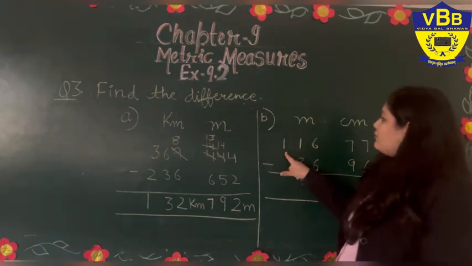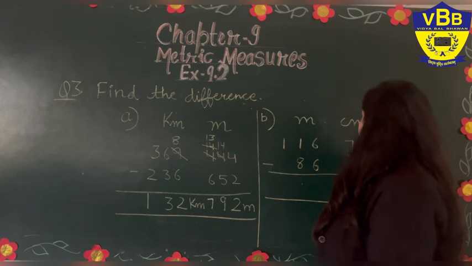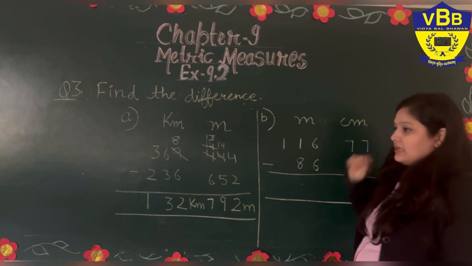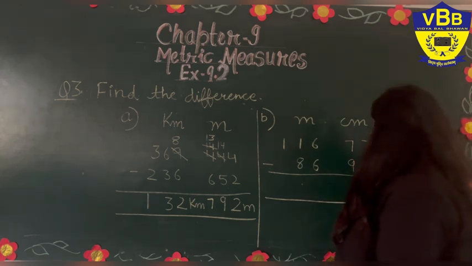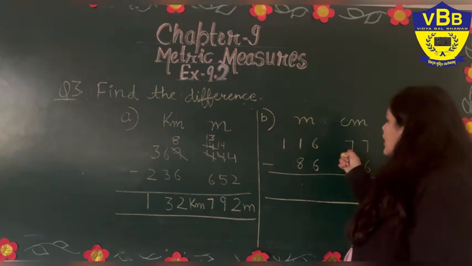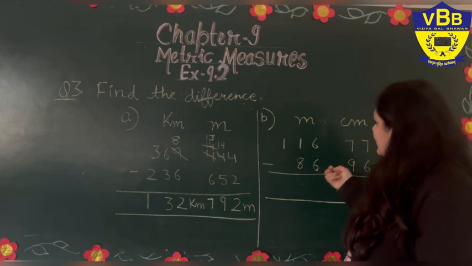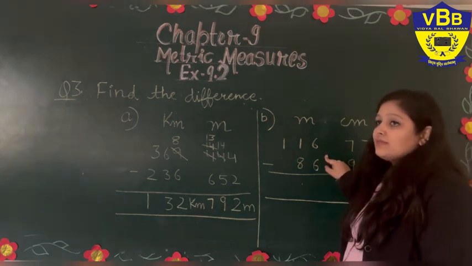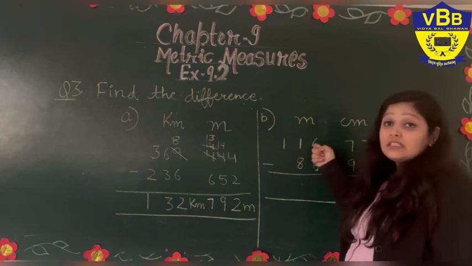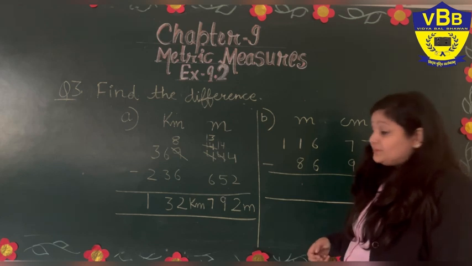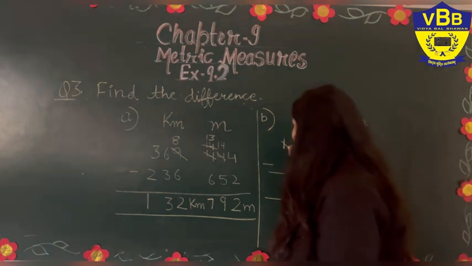We have to subtract 116 meter, 77 centimeter minus 86 meter, 96 centimeter. Let's start with the ones please. 7 minus 6, 1. Now you can see 7 is smaller than 9. So these two terms cannot be subtracted. So we have to borrow from the next digit. Next digit we can check, 6 and 6. These two digits are same. So this digit cannot give to the next. So we have to borrow from the next. 1 is again smaller than 8. So we have to borrow from this number, which is 1.